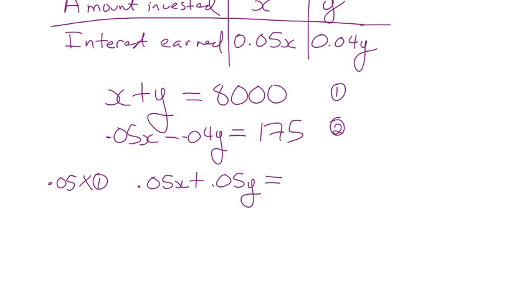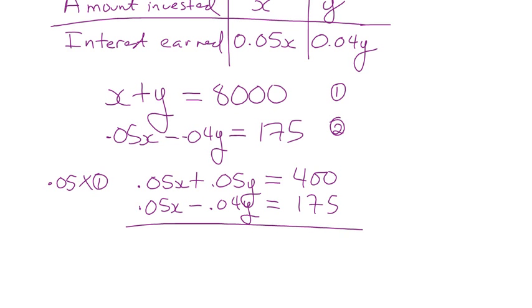All right, let's go 0.05 times 1, which will give me 0.05x plus 0.05y is equal to 5% of 8,000. And then we're just going to use equation 2, 0.05x minus 0.04y equals 175. Subtract, what do we get? 0.09y equals 225. We're subtracting. Made the x's the same, but not opposite signs, so we subtract.